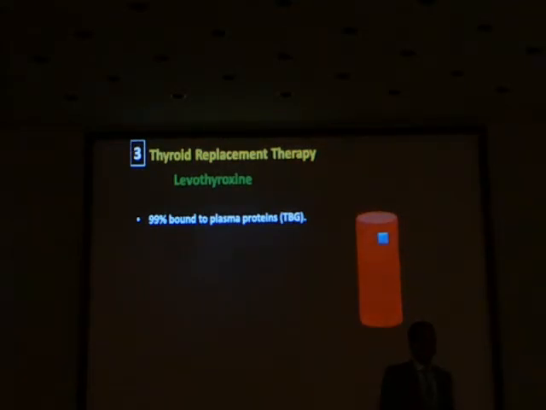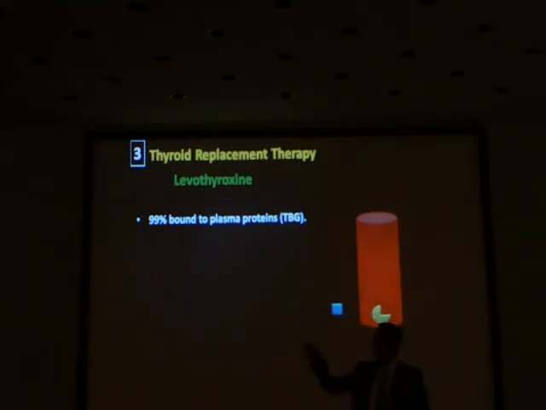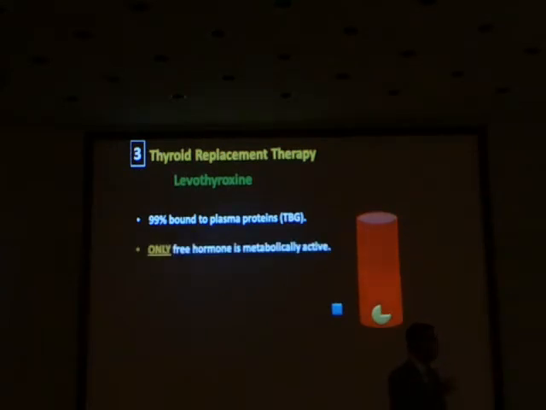in the blood. Now, why do we care about that? What if there's too much protein and there's too much binding? Exactly. Because for the drug to be effective, or even the hormone, the actual hormone, to be effective, it has to dissociate from its binding globulin and go into the tissue. So it's only metabolically active once it's free.